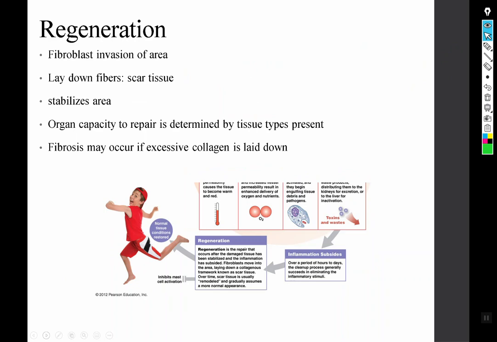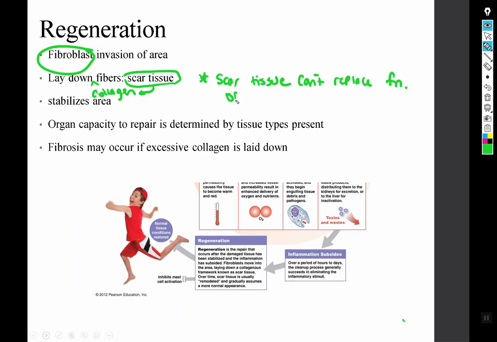So regeneration starts with fibroblasts. So what they're going to do is lay down collagen fibers, which I'm going to add here. So when we say scar tissue, what we really mean is collagen. So here's the deal. Scar tissue is not supposed to be a permanent solution because it can't replace the function of another tissue type.